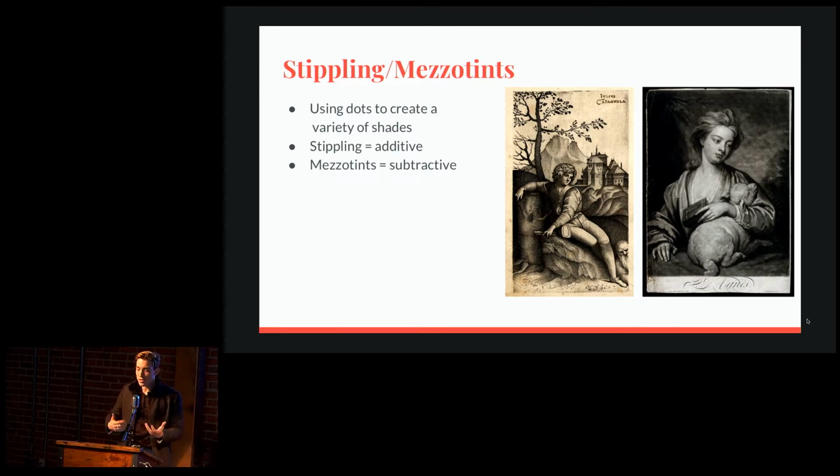The difference between stippling and mezzotints is that stippling is additive, because you're drawing ink on the paper, and mezzotints are subtractive because it's a printmaking technique. You could imagine getting a giant piece of wood and taking a needle and poking holes in it, so you're subtracting from the wood. Then as you put ink into it, the ink will flow into the holes. You put your piece of paper on it, stamp it, and you get the same effect.